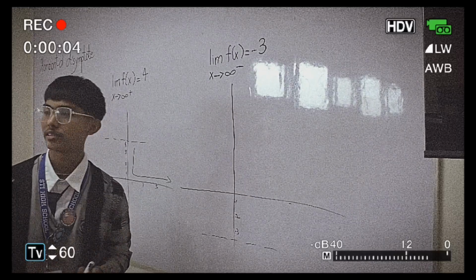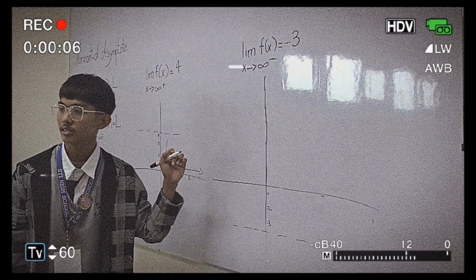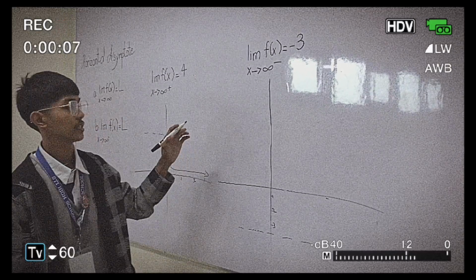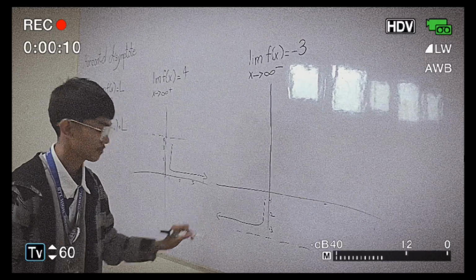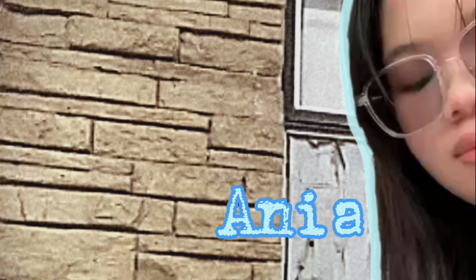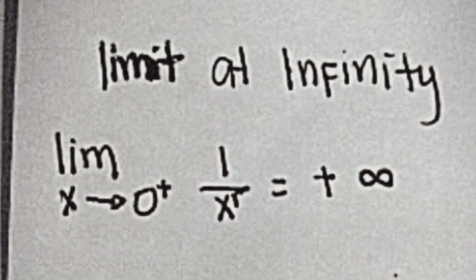And let's have another one. Here you can see that the asymptote approaches negative 3, going to the left infinity. Limits also involve infinity. Let's look at this.